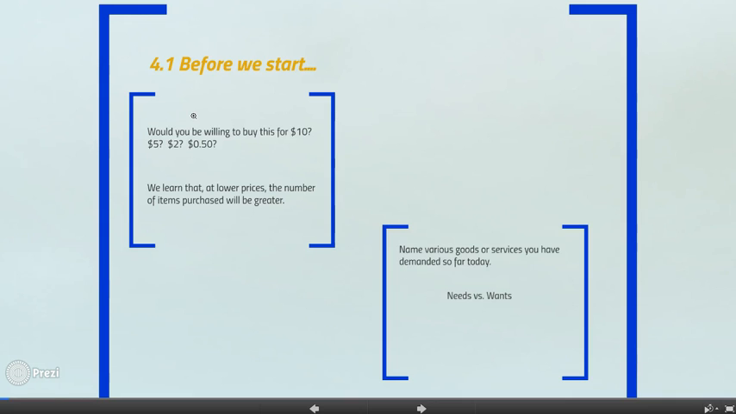Would you be willing to buy those random snacks for $10? Probably not. How about $5? Maybe. It probably depends on how many granola bars I had. $2? I bet you would. Like, the granola bars are pretty good. And 50 cents? Absolutely. So that just tells us that as prices get lower, the number of items we purchase will be more. Okay? We're going to skip the next example.